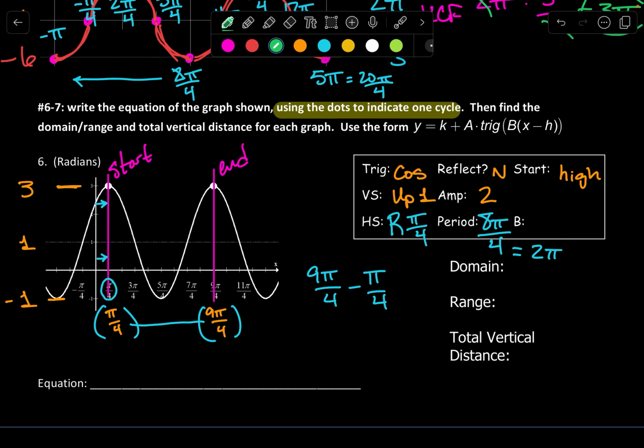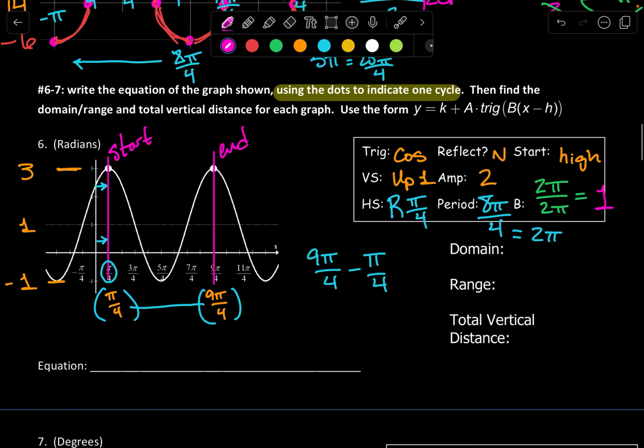B comes from, excuse me, since I'm using radians, 2 pi over the period, which I just found, which gives me 2 pi over 2 pi. Any number divided by itself is 1. So I have a b value of 1. Now, this is a cosine function, so it has a domain of all real numbers. It has a range of -1 to 3. And because of that, the distance covered is 4 vertically.